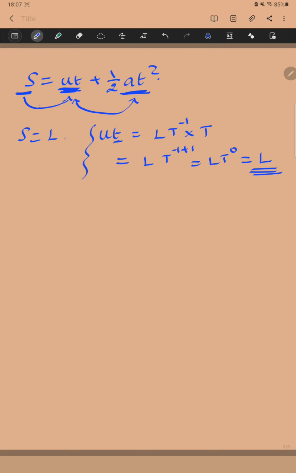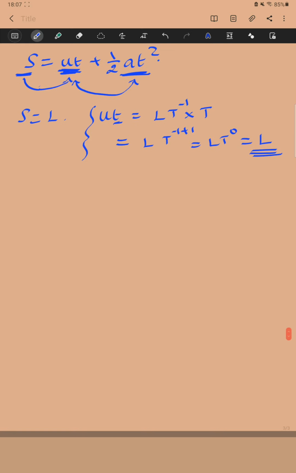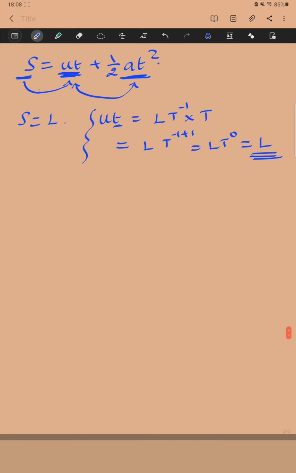But okay, again, let us not get too excited. Let us check if at square also gives the same dimension L, shall we? At square equals acceleration. A is acceleration, which is LT power minus 2 times t square. T is nothing but time, so t square is just LT power minus 2 plus 2, so LT power 0, which is nothing but L.